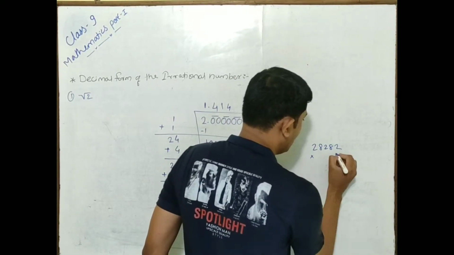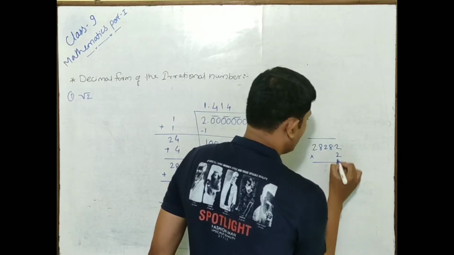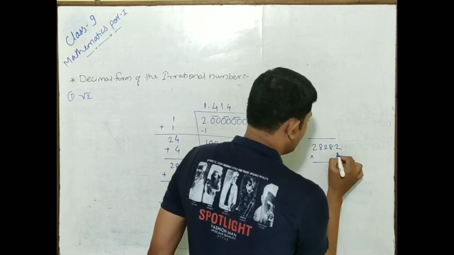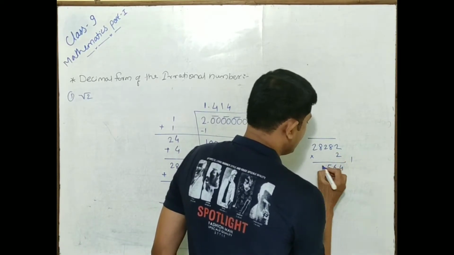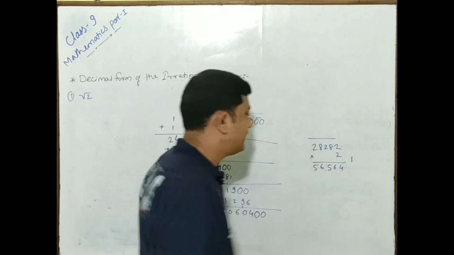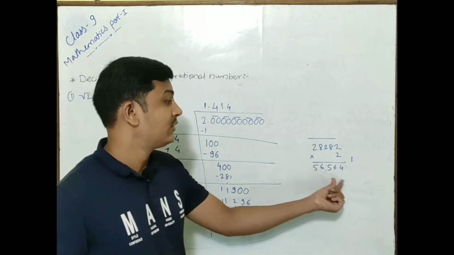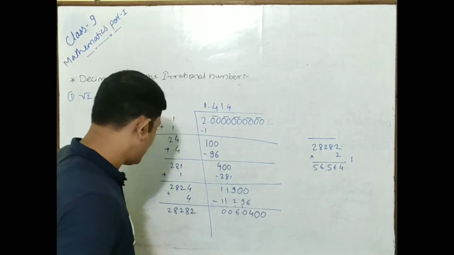28282 multiplied by 2. 2 times 4, 8; 2 times 8, 16, carry 1; 2 times 2 is 4 plus 1, 5; 2 times 8, 16, 6, carry 1; 2 times 2 is 4 plus 1, 5. It is 56564. That is 56,564, which is less than 60,400. So we have to take here 2.